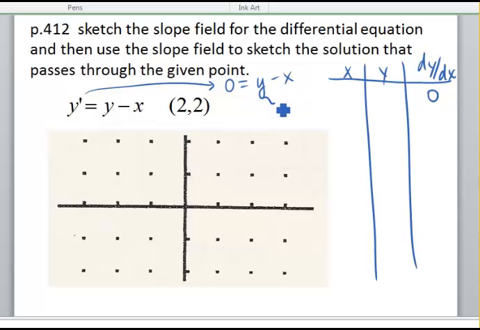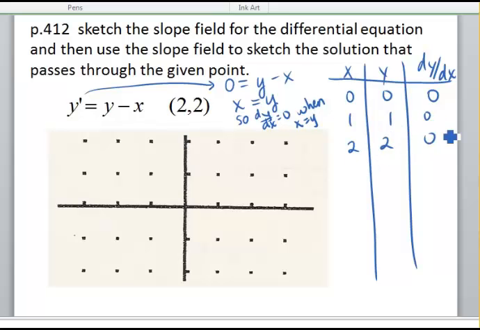When does that happen? Well, let me move that to the other side. Add x to both sides, I get x equals y. So dy over dx equals 0 when x equals y. So I can create quite a bit of my table with this piece of information. Anytime x and y are the same, the derivative equals 0. So when it's 0, 0, or 1, 1, or 2, 2, the slopes are always 0. Now I could list a bunch more, but I want to save some room on my table.